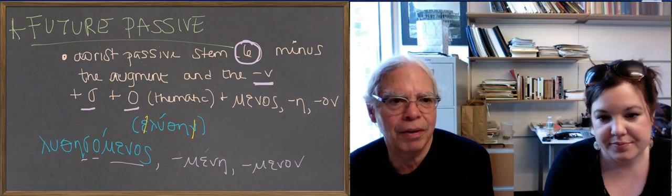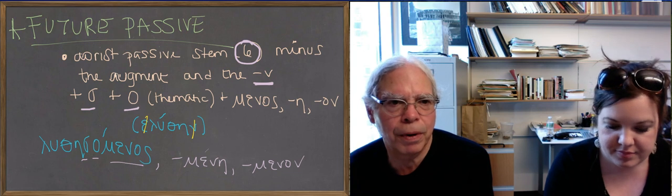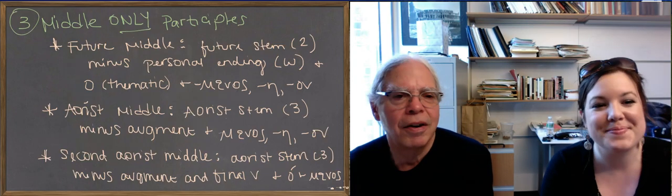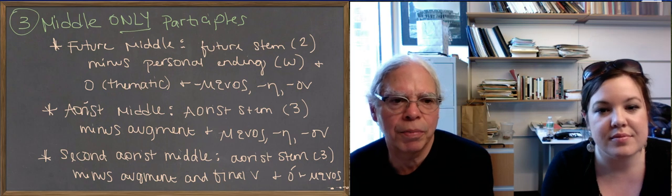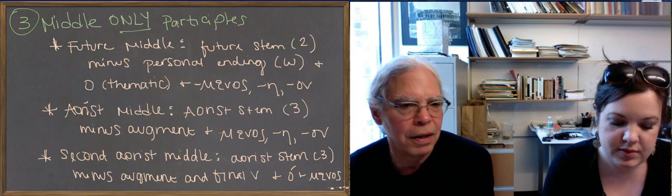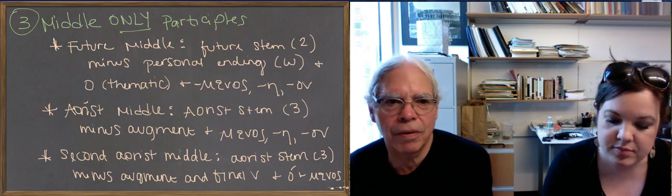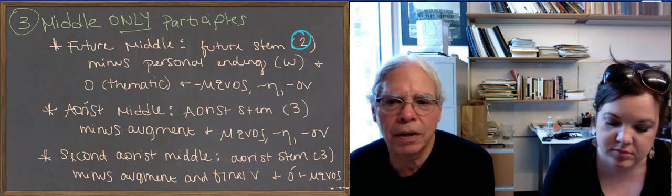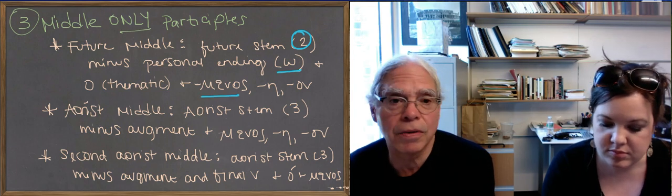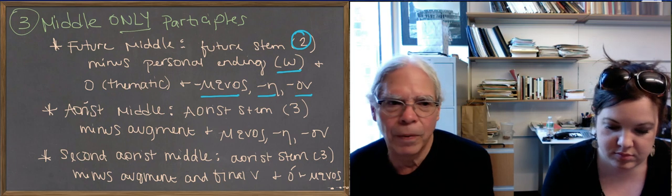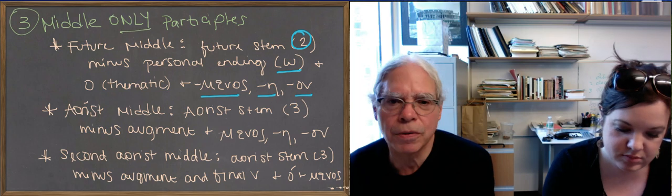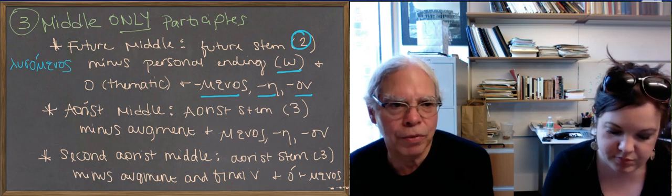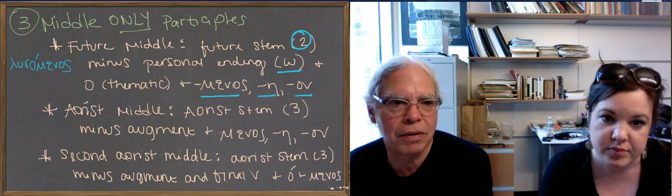So now we're going to move to the next category, which is participles that are only middle. That means we're going to do the future middle and the aorist middle, both the first aorist and the second aorist middle. Okay, so the future middle participles, these are the easiest, I think. You start with the future stem, the second principal part. You remove the personal ending omega. You add the thematic vowel and then the suffix menos, mene, menon. So, for example, for luo, it's going to be luso-menos. You remove the omega, keep the s, add the o, then menos.